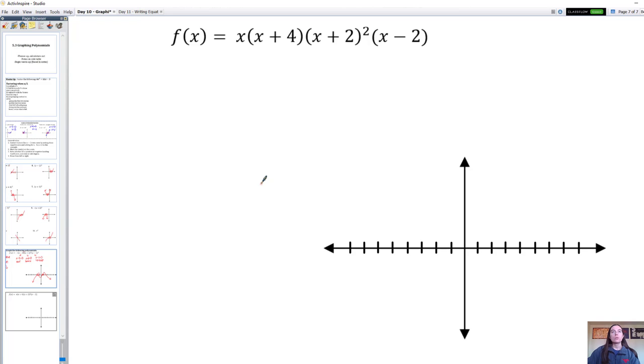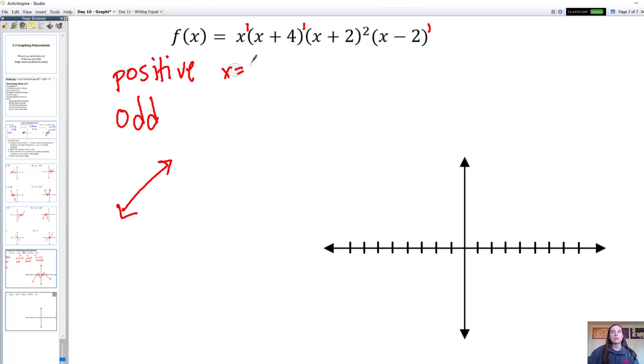Now we have f of x equals x times x plus 4 times x plus 2 squared times x minus 2. I'm going to look at my powers. 1 plus 1 is 2, plus 2 is 4, plus 1 is 5, so this one's odd. And I don't have that negative out front, this guy is positive. So since it's odd and positive, the odd says the arrows are going in opposite directions, the positive says bottom left to top right.